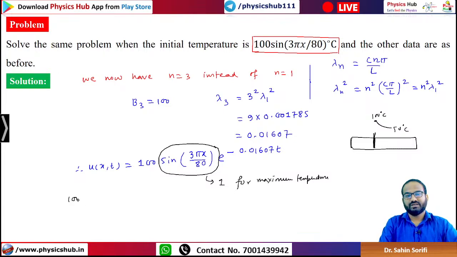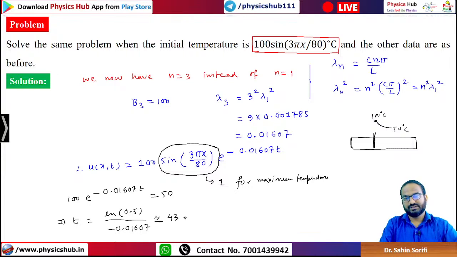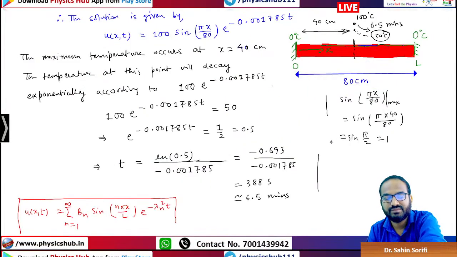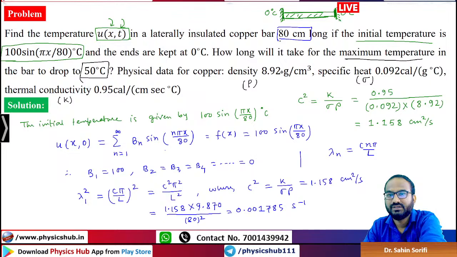So now you have to calculate 100 e to the power minus 0.01607 t equals 50. So your t becomes ln 0.5 divided by minus 0.01607, so approximately you get 43 seconds. It is not important at which point we are getting the maximum temperature. The important thing is that it asks at how much time the maximum temperature reduces to 50 degrees. How long will it take for the maximum temperature in the bath to drop to 50 degrees?